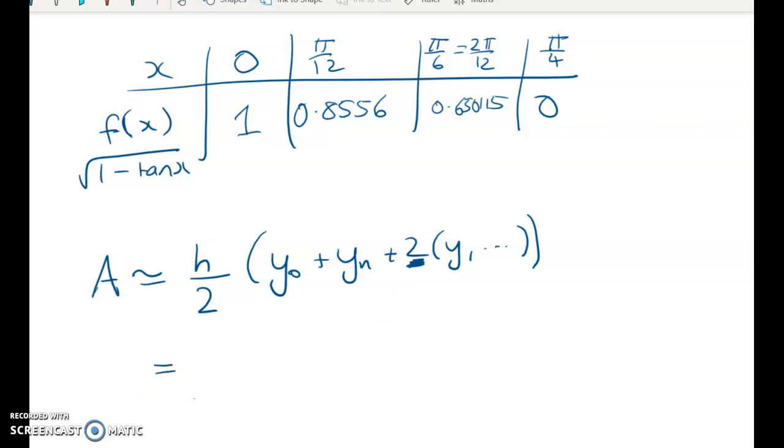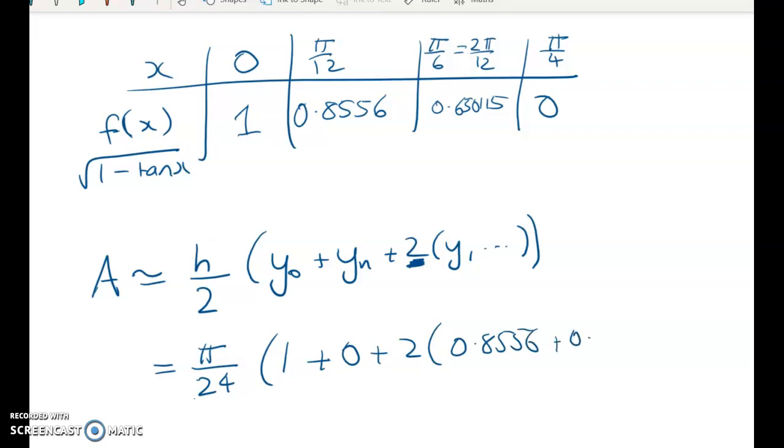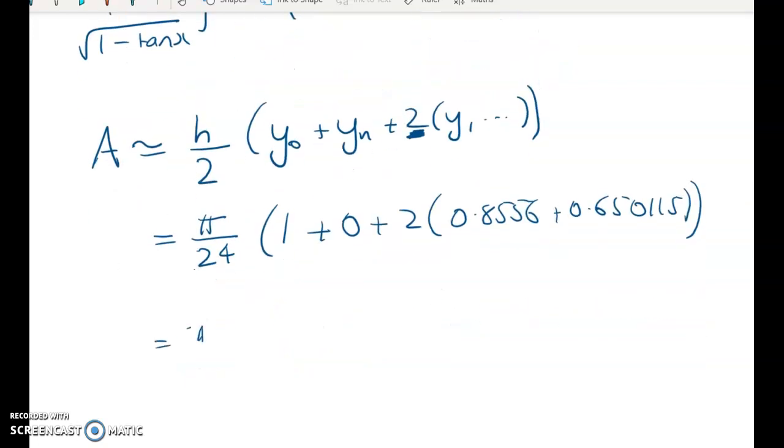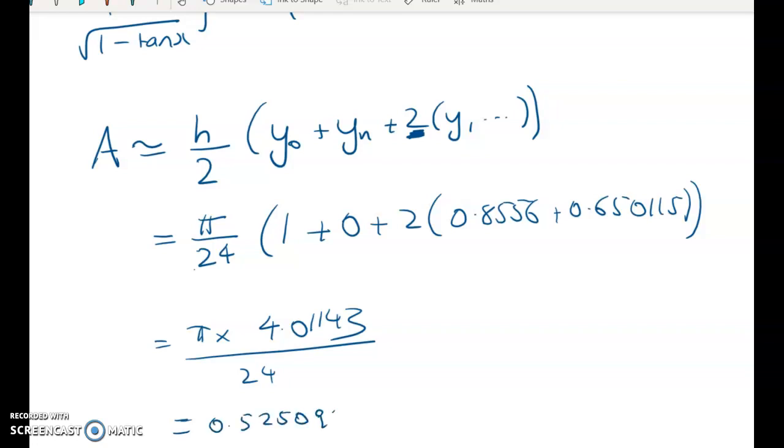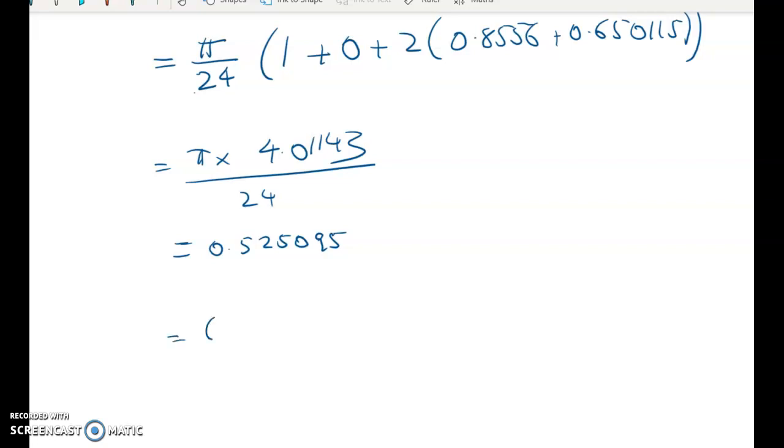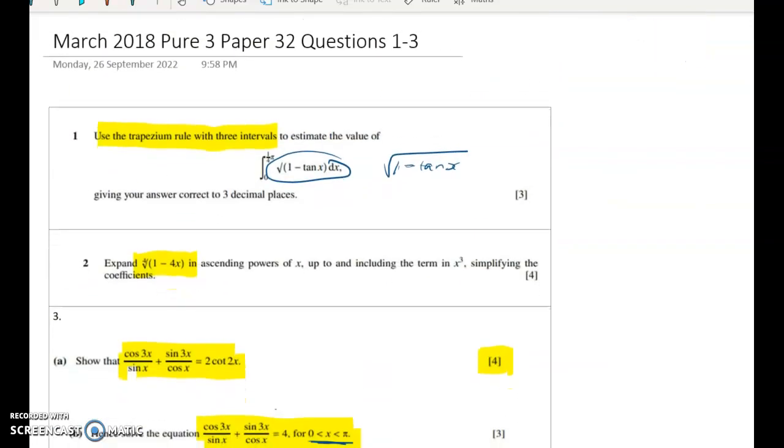So h in here is my width, which is pi on 12. So half of pi on 12 is pi on 24. That was probably the biggest mistake that you guys made. So here we've got 1 plus 0 plus 2 times 0.8556 plus 0.650115. Putting that all together gives me pi times, the brackets gave me 4.01143 over 24, which got me back to 0.525095, but we want that to 3 significant figures, so the answer is going to be 0.525 to 3 sig fig. Okay, let's look at this next one.